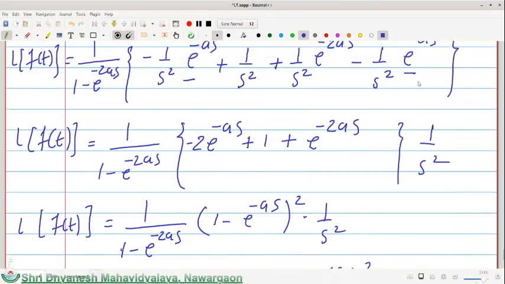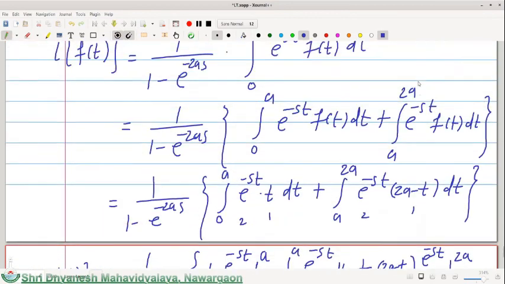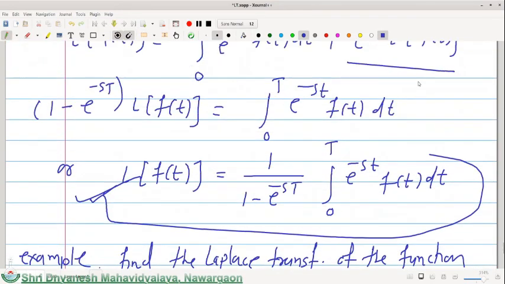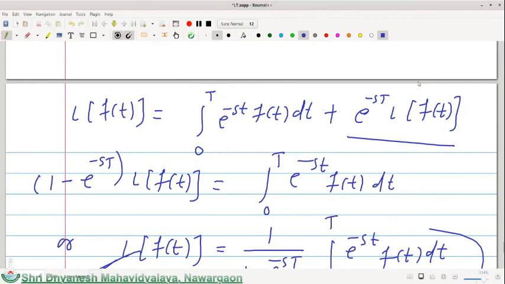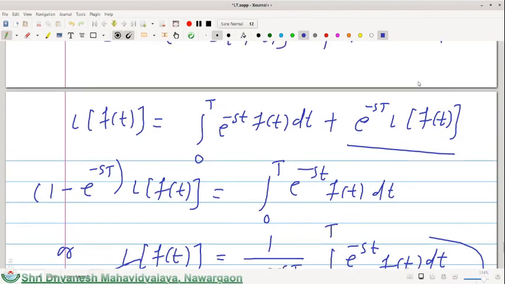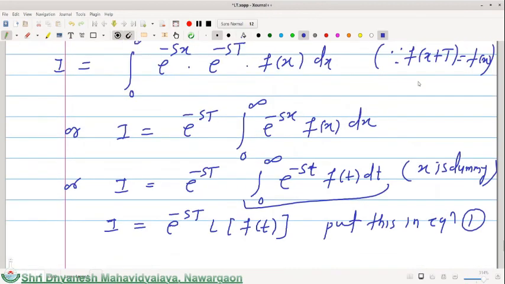So hope you did understand this whole unit. In the next video we will start our next unit, that is inverse Laplace transform. But before moving into that unit you must go through all the topics in this unit. So till then, goodbye.